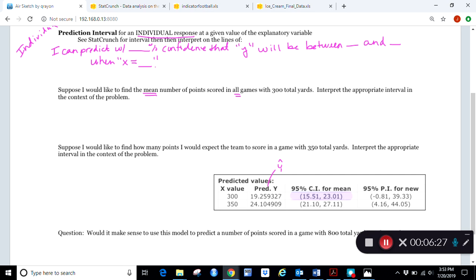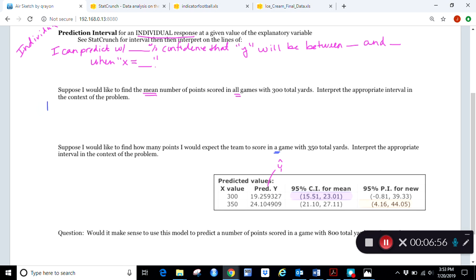Now for the second one, we're looking at a game. Right, it has a game. So for that reason, we're going to be interested in the prediction interval for the 350-yard game. So now I just need to focus on interpreting. So let's focus on interpreting this confidence interval first.